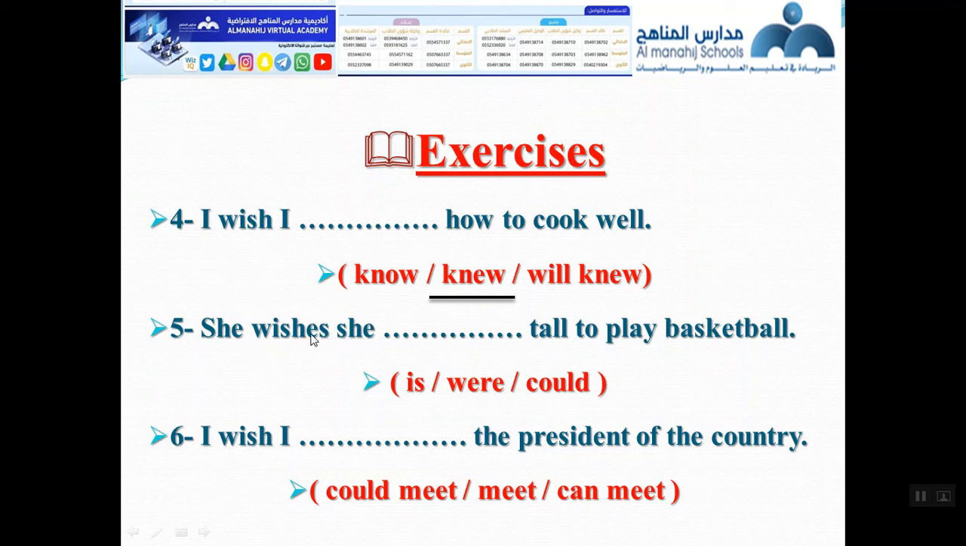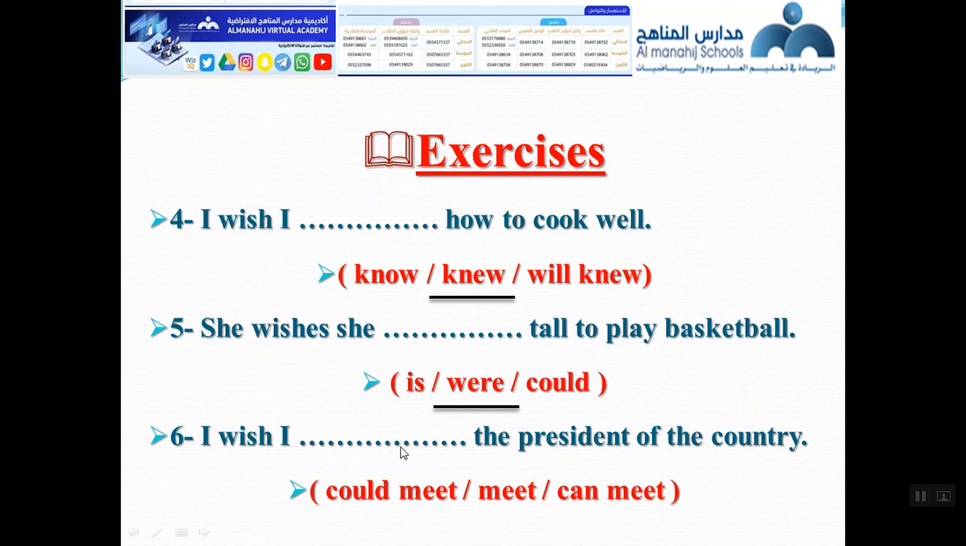Number five. She wishes. Here I use s or es after wish because of the singular pronoun she: he wishes, she wishes, it wishes, and so on. The right answer is were. She wishes she were tall, but really she isn't tall.